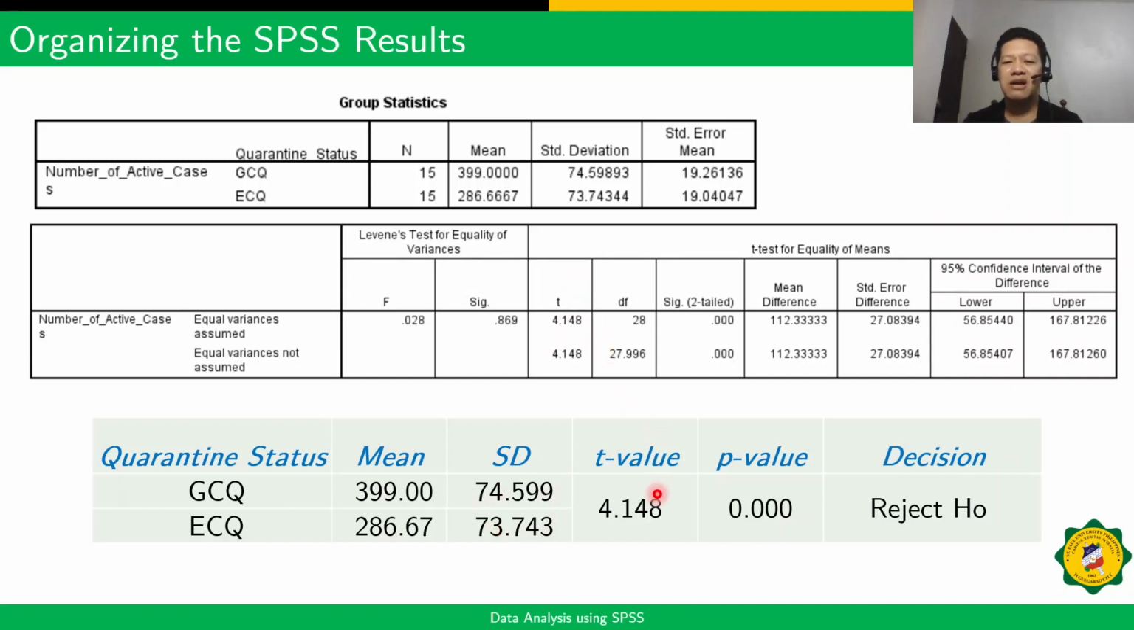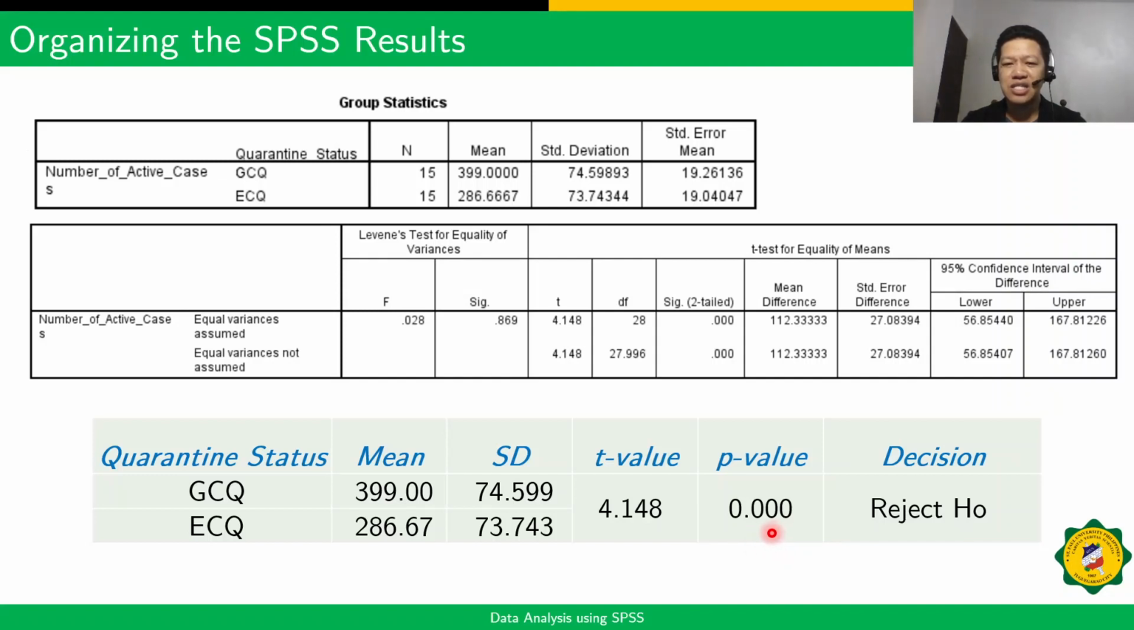For the computed value, you need to get this t here, the value of t. The first value, or the value above. Do not copy the 2, okay? So just copy 1. There should be only one computed value for t. So that's 4.148, this one above it. And then for the significant, or I mean the p-value, you have to look into this column for sig, two-tailed, and you just copy the value above it, okay? That's 0.000. And then how to make a decision.